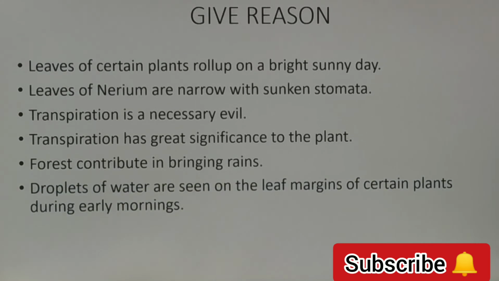Droplets of water are seen on the leaf margins of certain plants during early mornings. What is the process there? Guttation. So give reason. What is actually happening there? Normally guttation takes place in humid conditions. In humid conditions, transpiration will not take place. But even then, the roots of the plants will continue to absorb water from the soil. So this builds up a hydrostatic pressure inside the plant, which forces out the excess water directly from the vein endings. That is what is happening there.